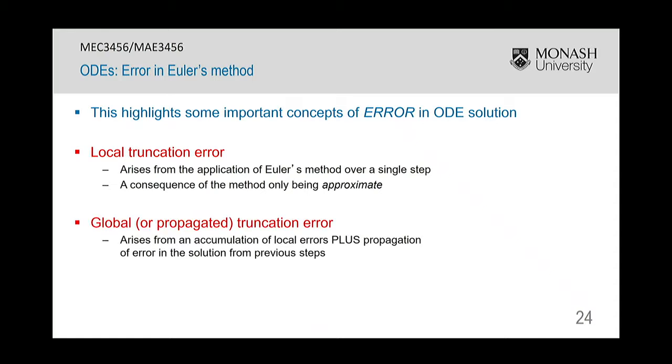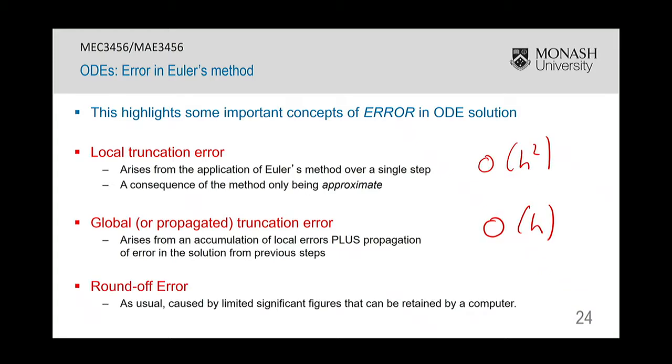There is a global or propagated truncation error. This arises from the accumulation of the local errors plus how these errors are propagated from step to step. So the global and the local errors can be quite different. And we saw for Euler's method, the local error was order h squared, but the global error was order h. And of course, there is always a round-off error that's caused by limited significant figures inside the computer. We can't avoid that one.